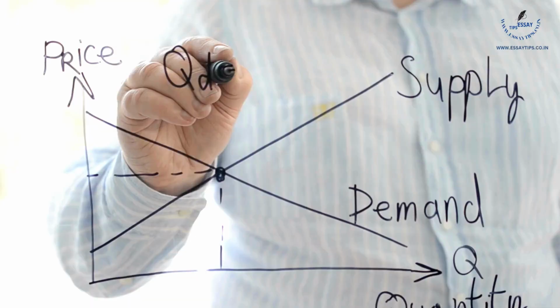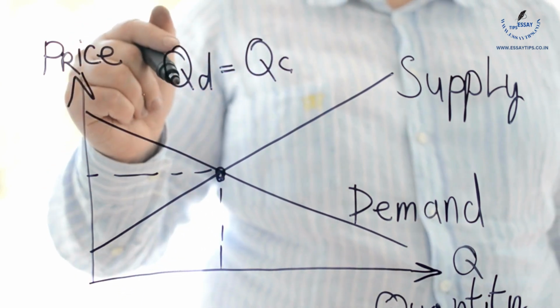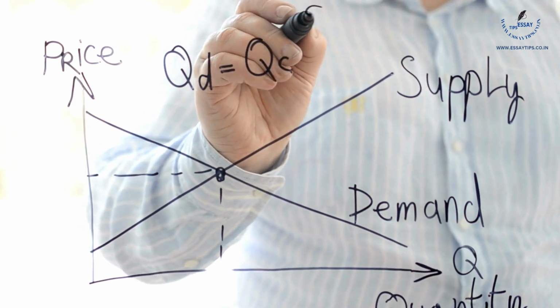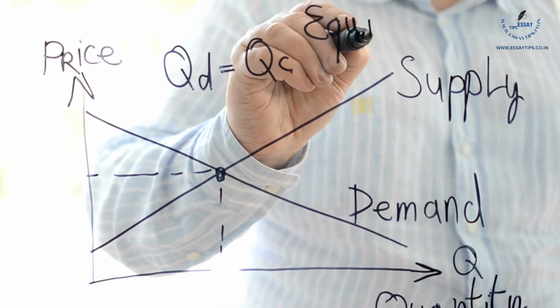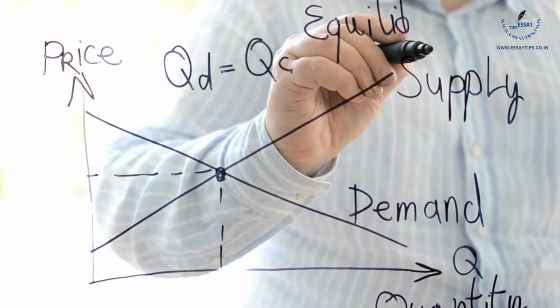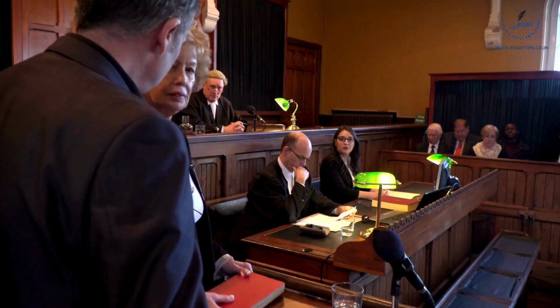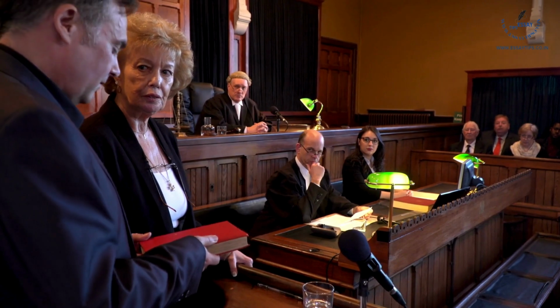When supply and demand curves are plotted on the same graph, the point where they intersect represents the equilibrium price and quantity in the market. At this point, the quantity demanded equals the quantity supplied, resulting in market stability. However, shifts in either supply or demand can disrupt this equilibrium, leading to changes in price and quantity.